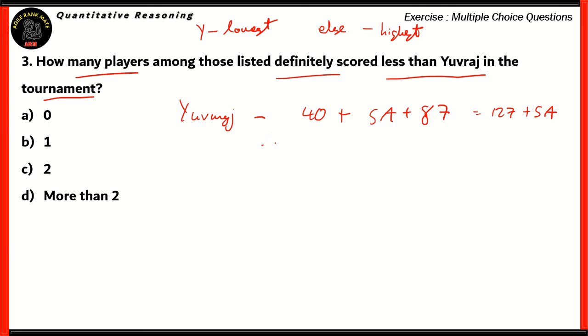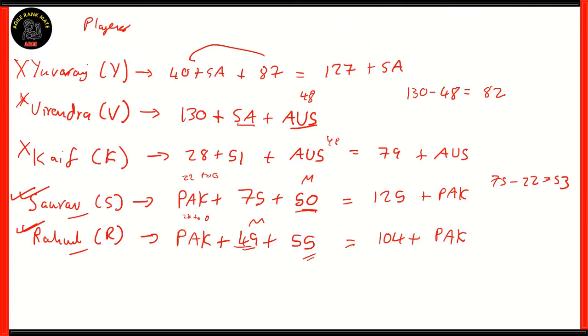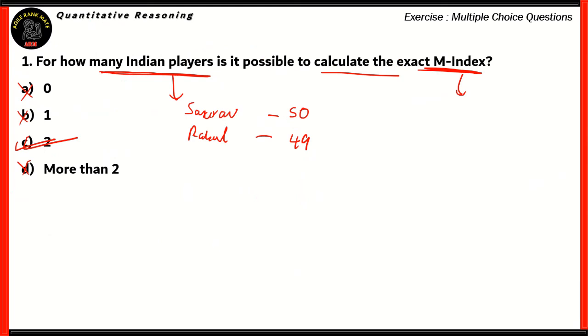So let's look at the question itself. Yuvraj scored 40, 87, and something against South Africa. Now let's consider this something to be equal to 0. So Yuvraj's lowest possible score is 127 among the 3 matches. Now, if you look at the other players in this case, first off, we can discount Virendra, because as you can see, Virendra's score against Pakistan is already 130. So no matter what other combinations you take, his score is always going to be greater than Yuvraj's lowest score.